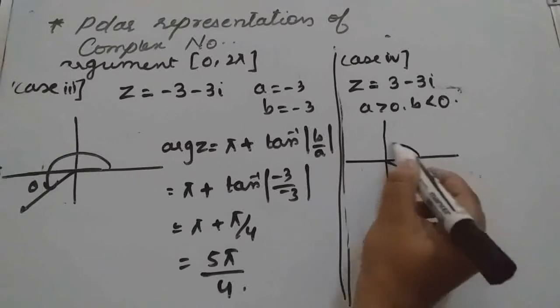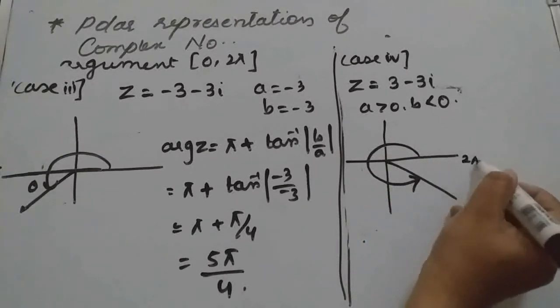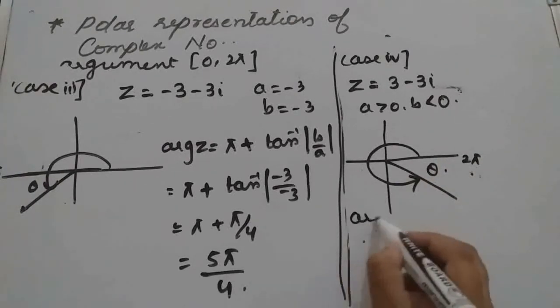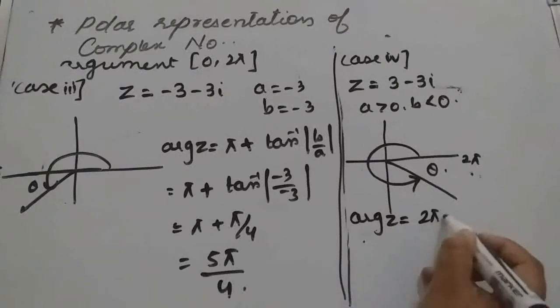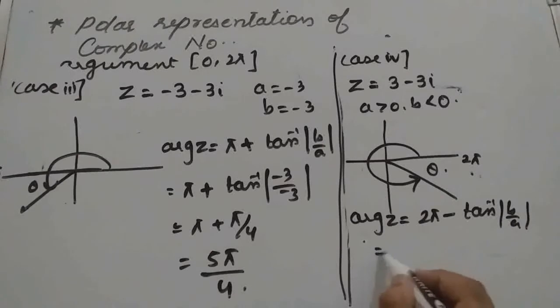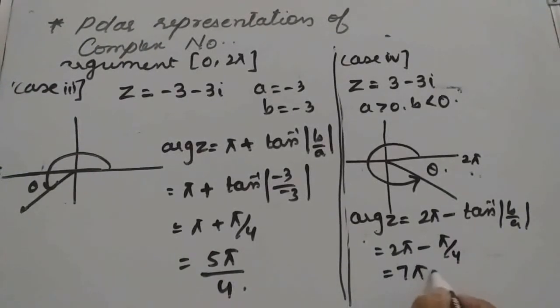So from here to here we should find this angle. So what we can do here? 2 pi minus theta we can find. So argument of Z will be 2 pi minus theta, where theta is tan inverse B by A, which we know is pi by 4. So 7 pi by 4 is the answer. This is for argument in the domain 0 to 2 pi. Now we will find the principal argument.